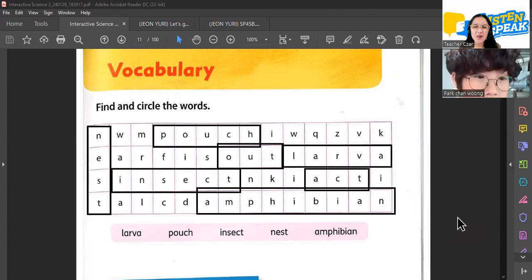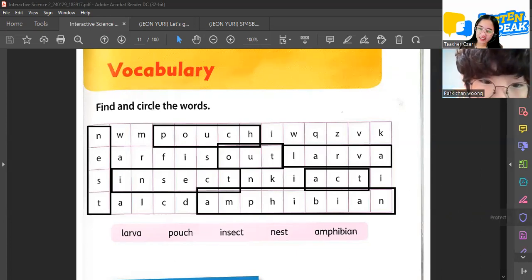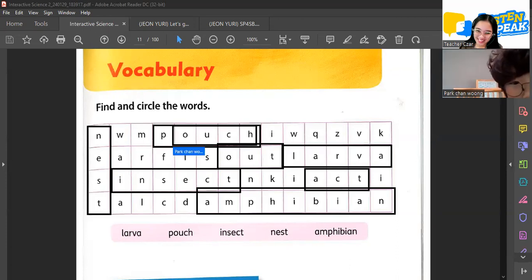How about the word ouch? Ouch. Expression. Ouch, it's an expression where you say the word ouch, especially when you are hurt. I will do it. Where is O? Where is O? This. Yes, that's the one.